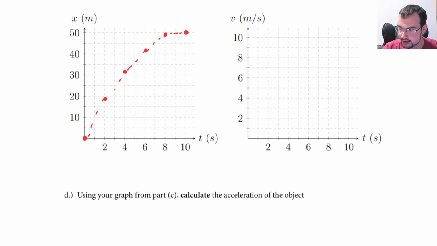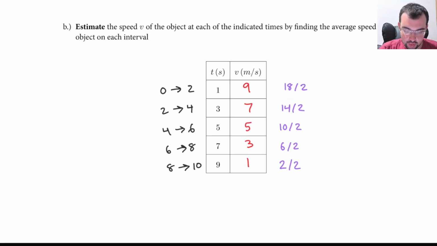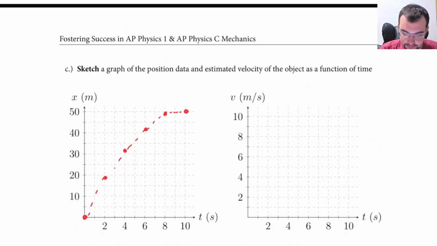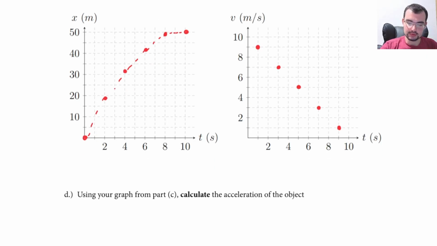And then what about v? Well, this one I can do, because we're just going at the odd numbers. 9, 7, 5, 3, 1. And this actually does look like a straight line.